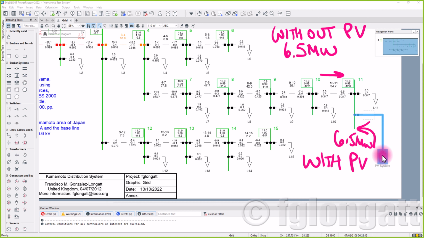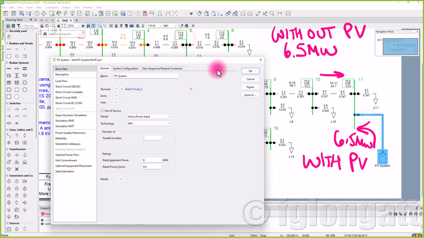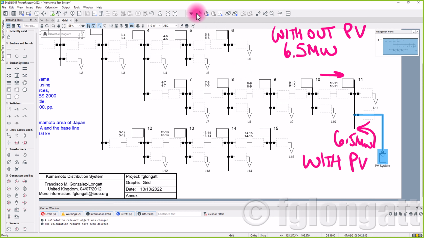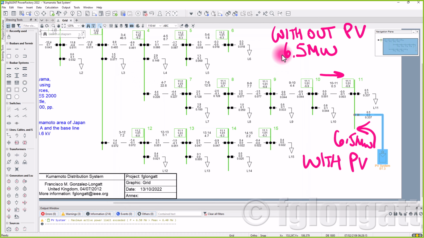Well, now double click, now put on service, beautiful. Now let's run the load flow. Beautiful. You can see 6.5 megawatts coming there. And what is the interesting thing? That when we are producing 6.5 megawatts, they are going to the load, 6.5 megawatts. And as a consequence, the power coming from the grid is almost zero.